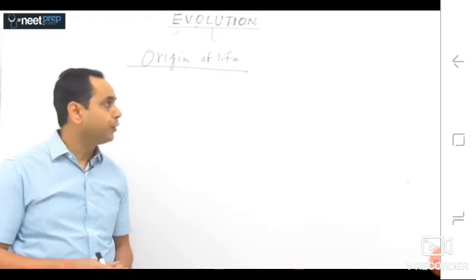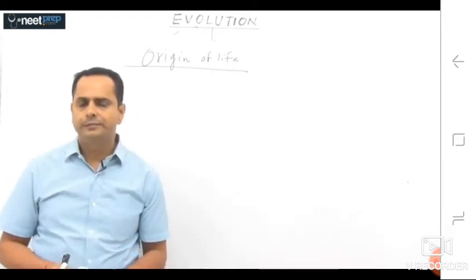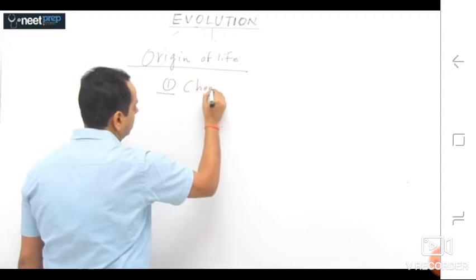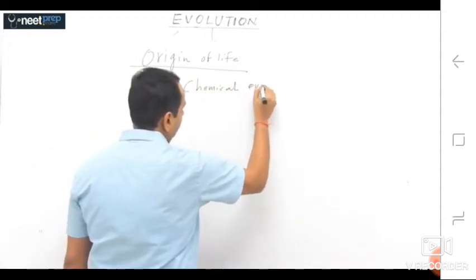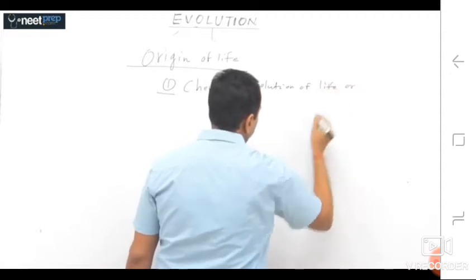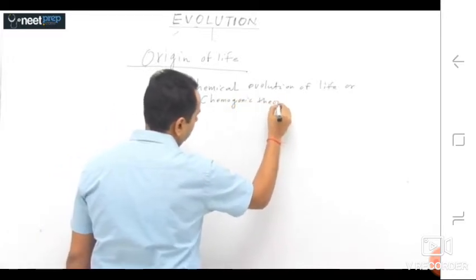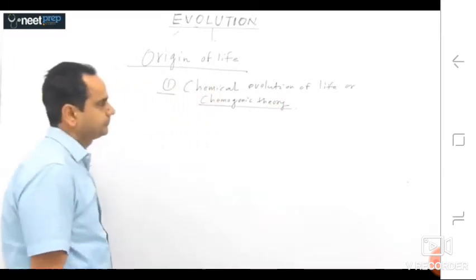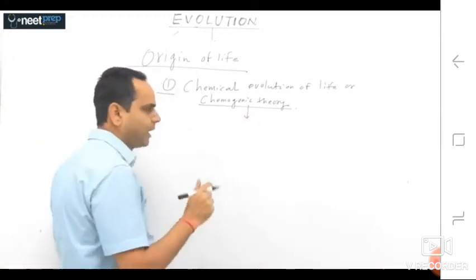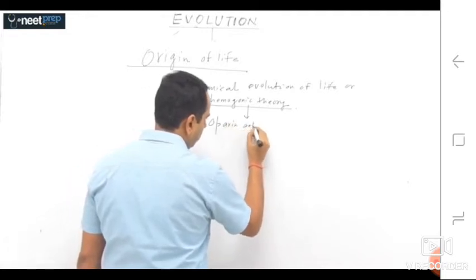There are so many theories in respect to the origin of life. First of all, we will discuss the most accepted theory, which was proposed by Oparin and Haldane. The theory name is chemical evolution of life, or it is also called chemogenic theory. This theory was explained in the form of a hypothesis only, by Oparin and Haldane.